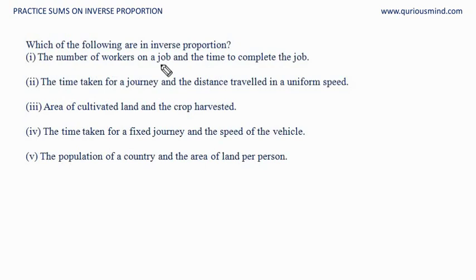The number of workers on a job and the time to complete the job. If we have few workers, we will complete the job in more time. If we have more workers, the job will be completed in less time. So few in more, more in few. So certainly it is an inverse proportion.